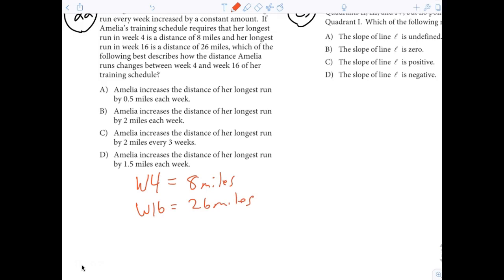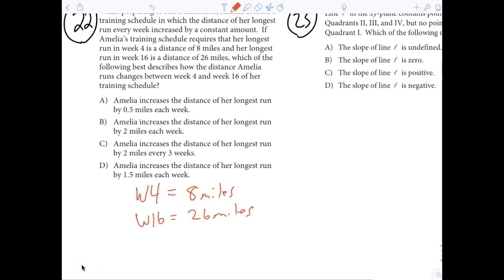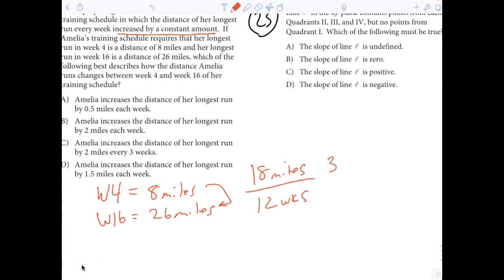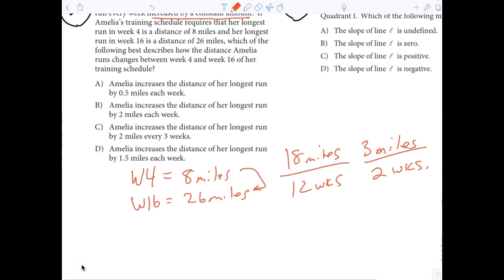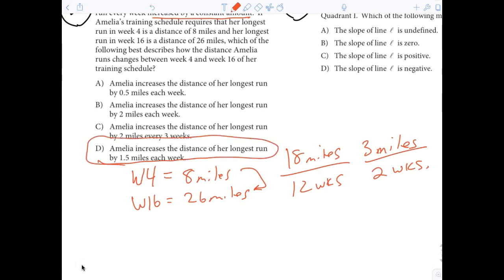Now, I was hoping you would kind of figure out we're just trying to what? It says increase by the same amount. So you're essentially just finding the slope. So that means I'm going to increase a grand total of how many miles? 18 miles in 12 weeks. That's exactly correct. So I can reduce it down to 1.5, or I can say I'm going to do what? 3 miles every 2 weeks. Amelia increases the distance of her longest run by 1.5 miles each week. Thank you. I don't think that was too bad.